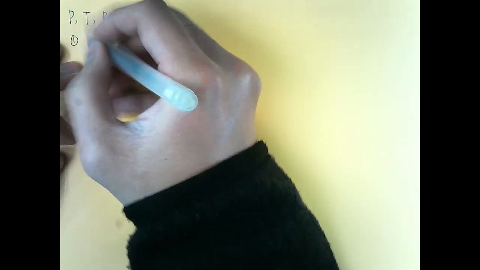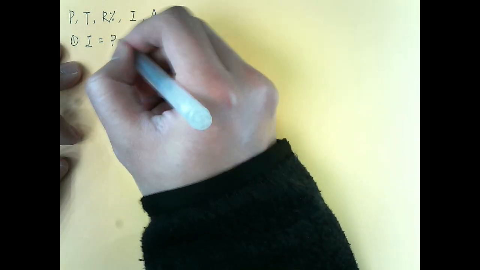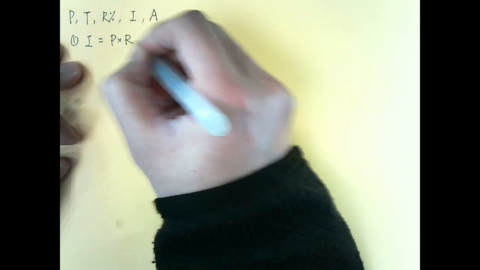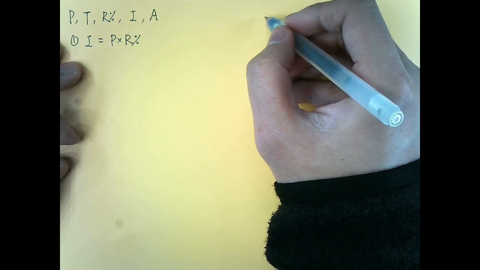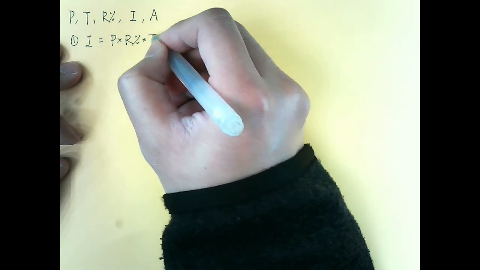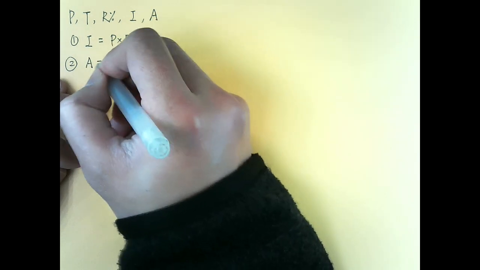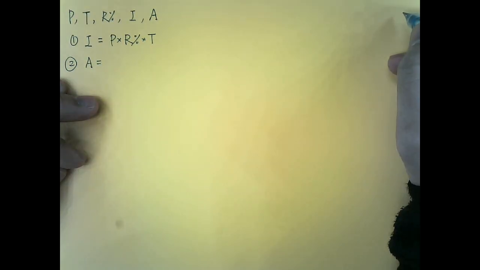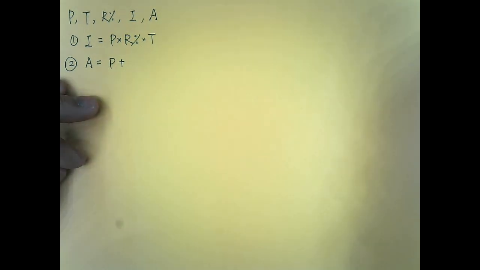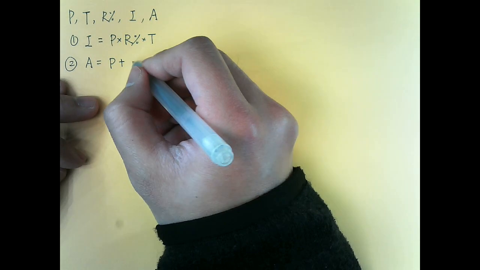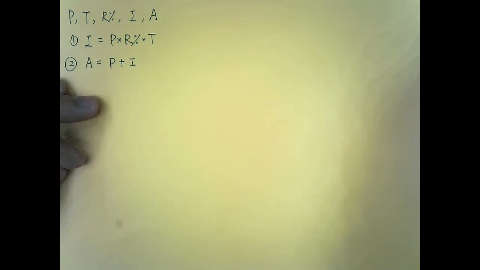The first one is how to calculate the simple interest: I is P times R%. This is 1 year interest, understand? And then times T because you put it in the bank for T years. Next, formula 2 is the A formula. A is the amount, meaning that you have to add your principal P with the I, understand?